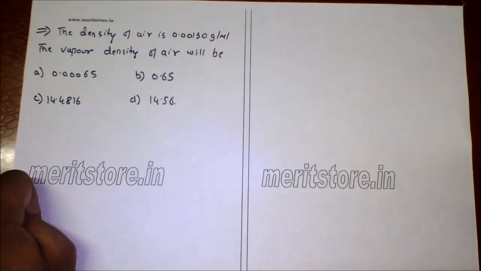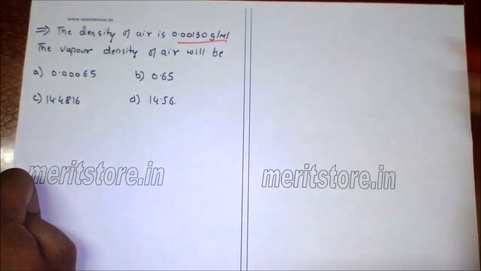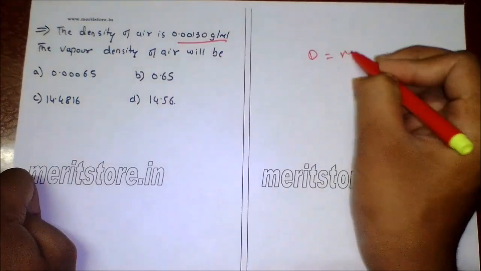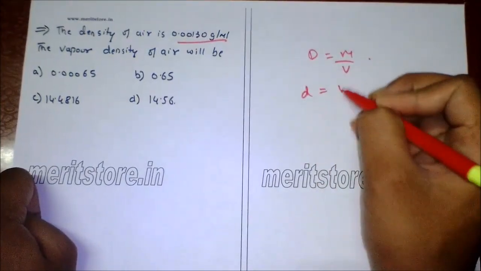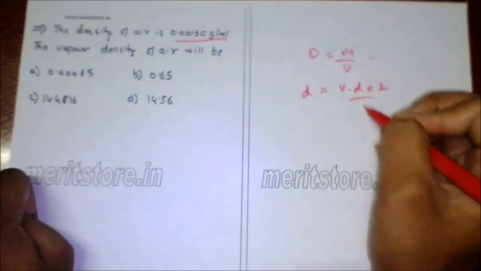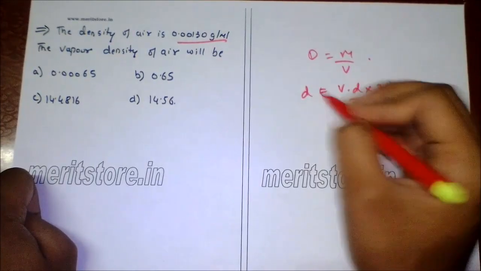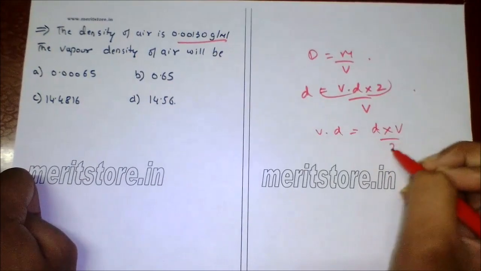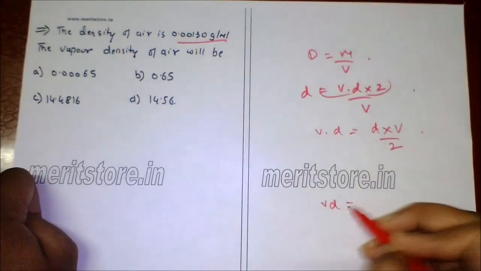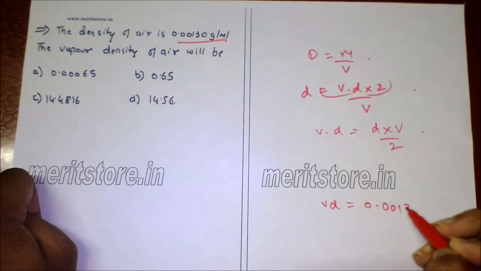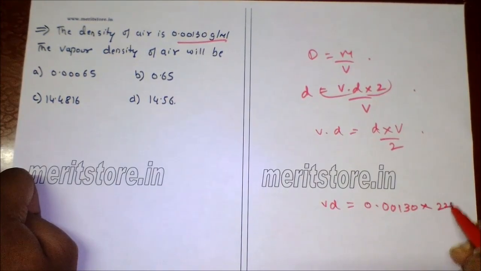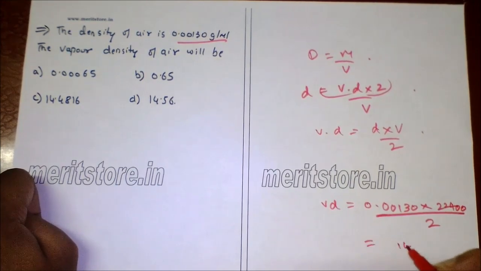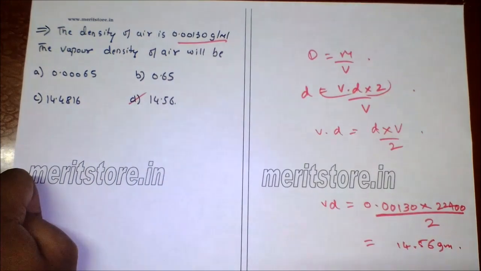The density of air is this. The vapor density of air will be, so density is equal to mass upon volume. Density is equal to vapor density into 2 upon volume, as mass is equal to 2 into vapor density. So vapor density is equal to dv divided by 2. So vapor density is 0.00130 into 22400, which is the volume, divided by 2. On solving this we get 14.56 gram. So option D is the correct answer.